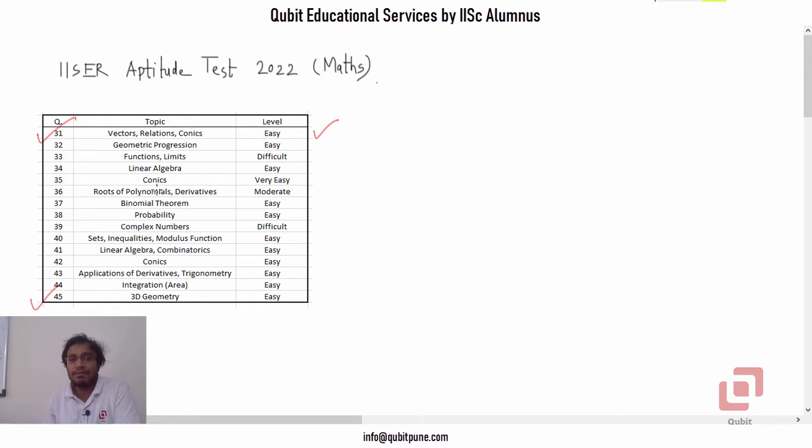Question number 33, which I found a bit challenging, so I have put that in the difficult section. It was on limits. We had a product of f and g and its limit existing as x tends to 0, and then we had to decide on the behavior of the individual limits of the functions f and g.